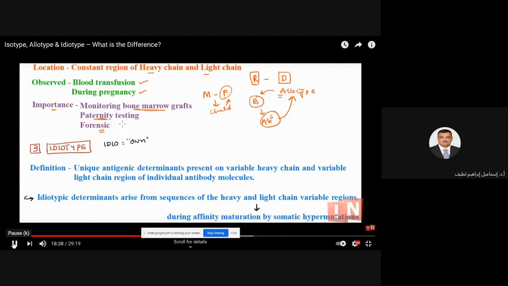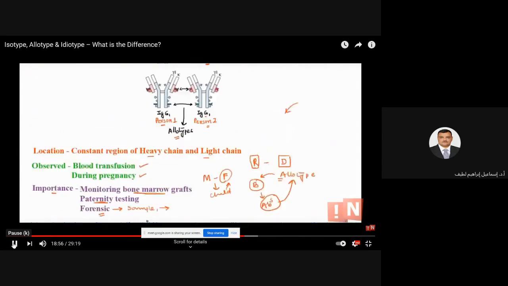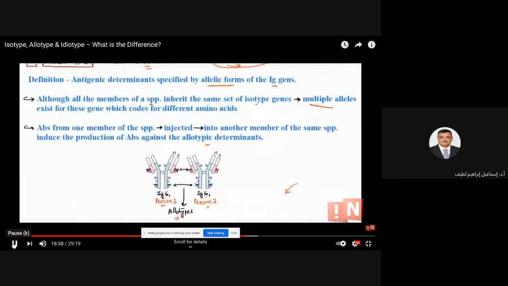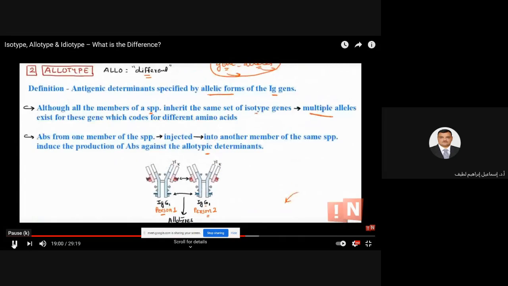And in forensics, it can help. These antibodies can be present in a number of samples. It can be in saliva, it can be in blood. So you can take the sample and compare the allotypes with that of a suspect. So that way it helps in forensics also. So allotypes, as I said, allo means different. That means different alleles that are present in a given population. So again, we are talking about two different individuals of the same species.